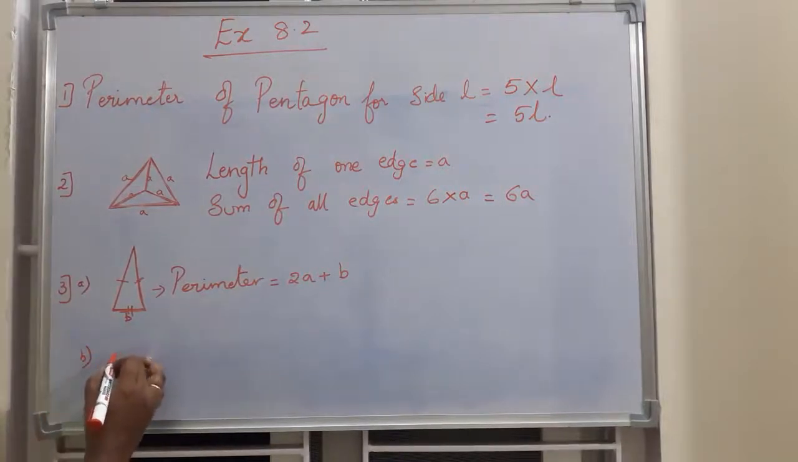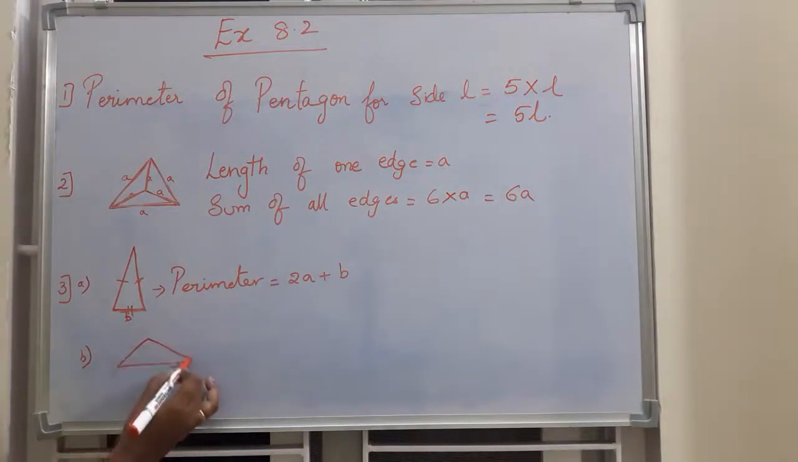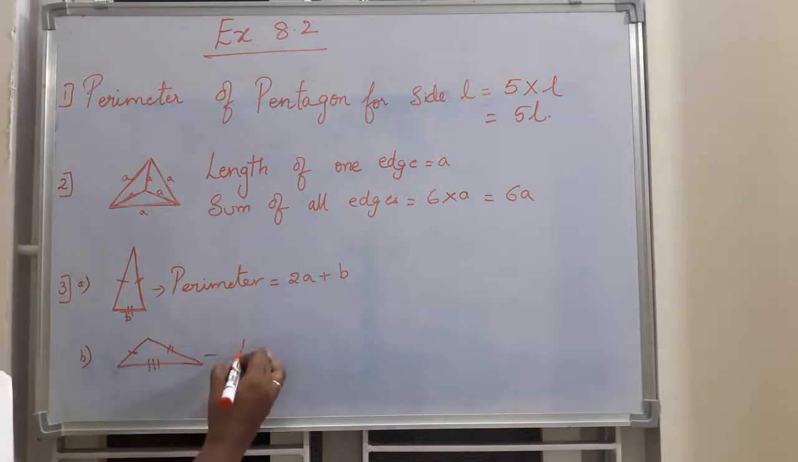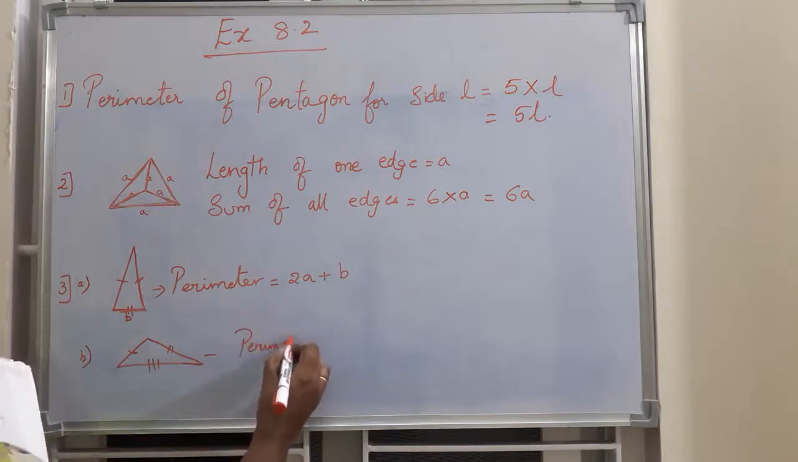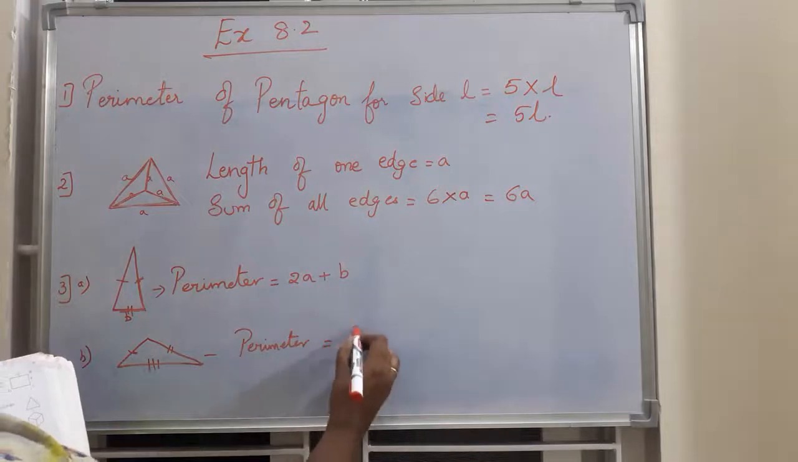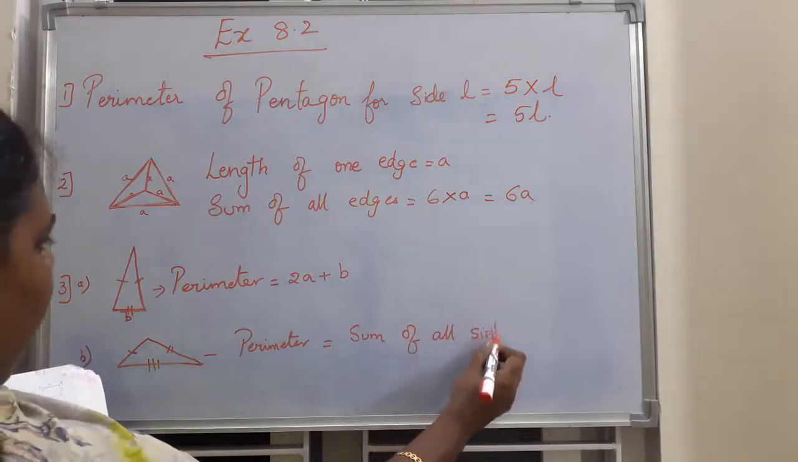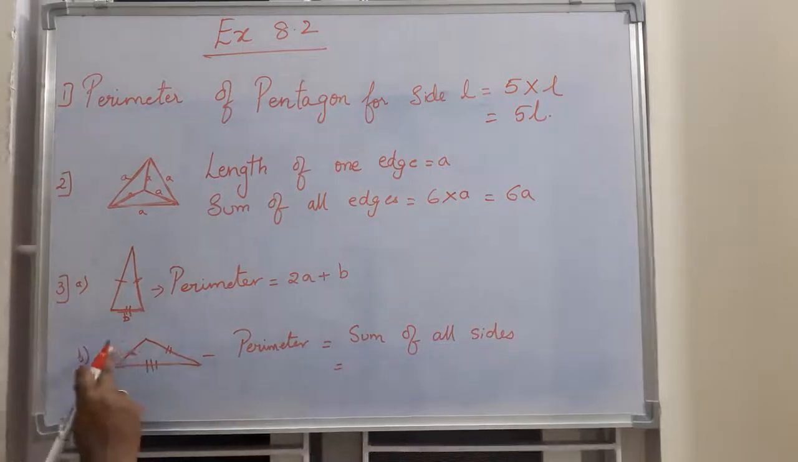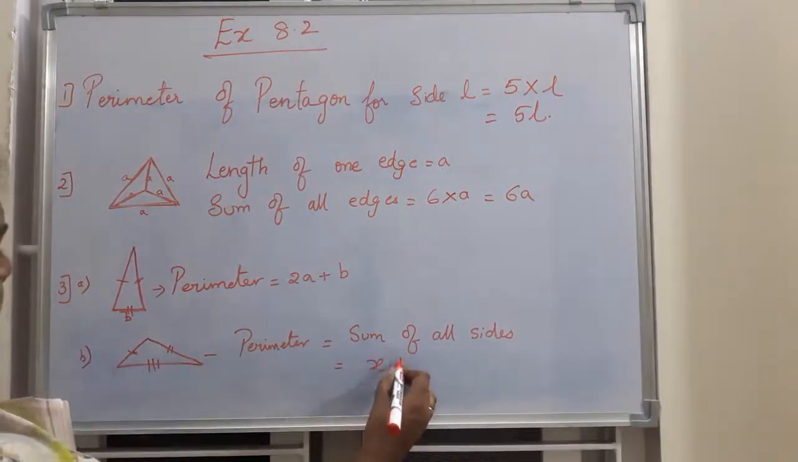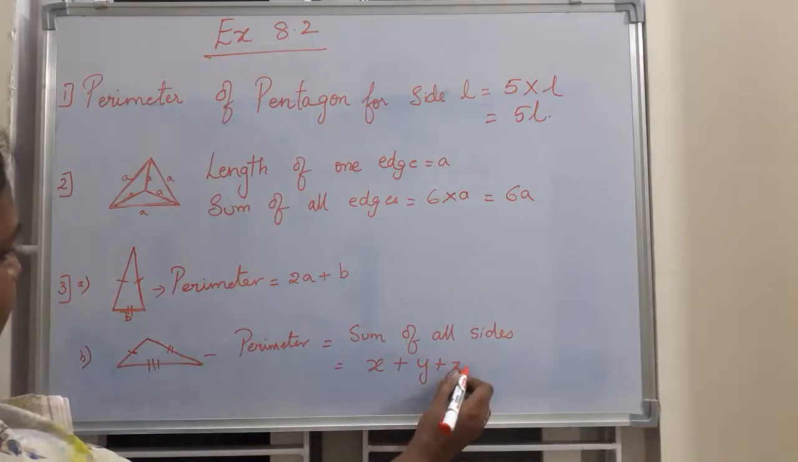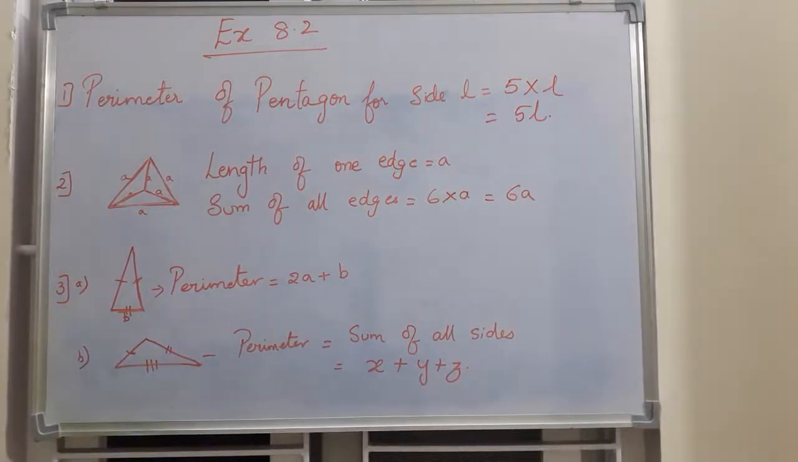Okay, next one, B bit. For scalene triangle. Scalene triangle means it's like all different sides, maybe one short, one long, all different sides. Okay, so for this perimeter, if you want to find, is equal to sum of the sides or sum of all sides. So what are the all sides you have? You can take ABC or XYZ. You can take X plus Y plus Z. Z means Z, okay? So X plus Y plus Z. So this is about third sum.